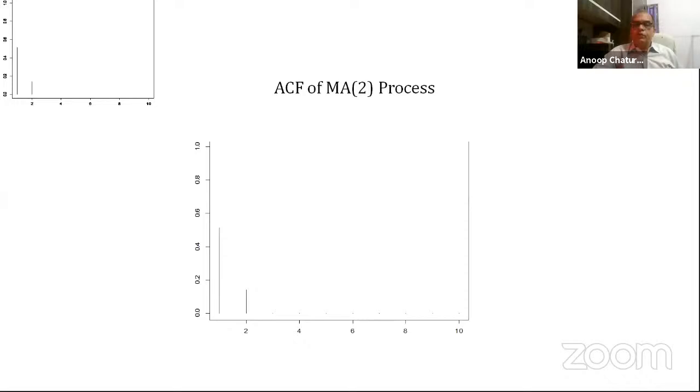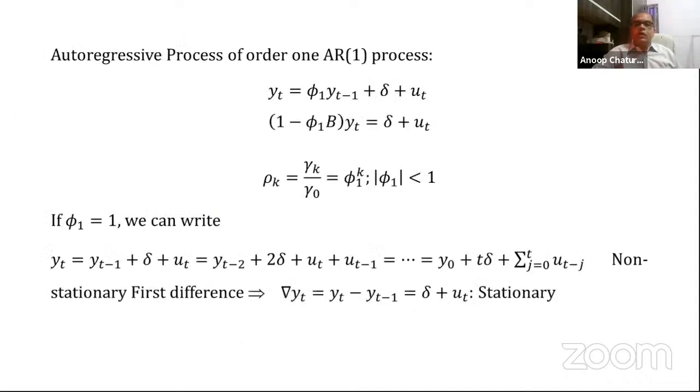Now, this is the ACF of the MA2 process. For the MA2 process, I have not given the expression, but the ACF vanishes after lag 2. In fact, for the MAQ process, the ACF vanishes after lag Q. As I told you, for the MA1 process, the ACF vanishes after lag 1. So this is the beauty of the moving average process: the autocorrelation function vanishes after a certain period.